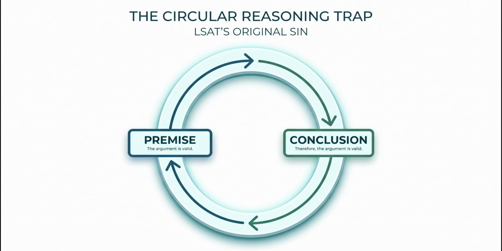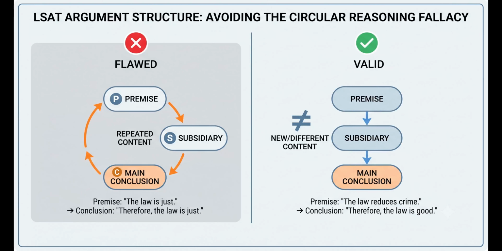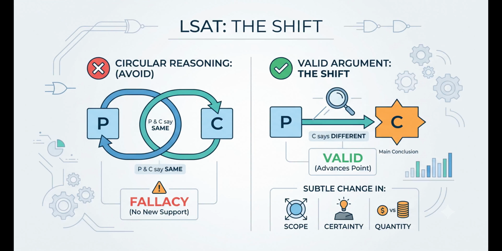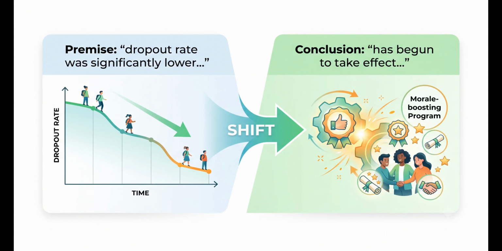Remember that the original sign of a flawed LSAT argument is circular reasoning, when premise and conclusion say the same thing without any independent support being provided. To avoid committing this logical fallacy, an LSAT argument must say something different in its main conclusion than what it said in its premise and subsidiary conclusion. This is where the shift occurs. A subtle change in scope, certainty, or quantity that is all too often taken for granted. Here, the shift occurs from the premise that the dropout rate was significantly lower to the conclusion that the program has begun to take effect.